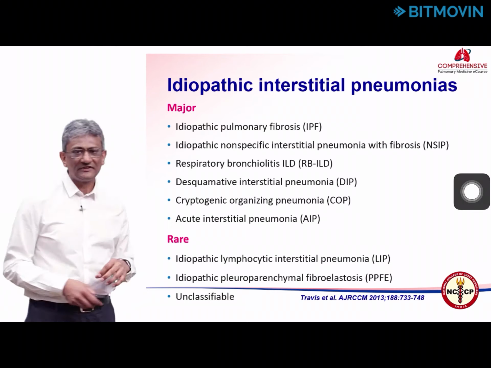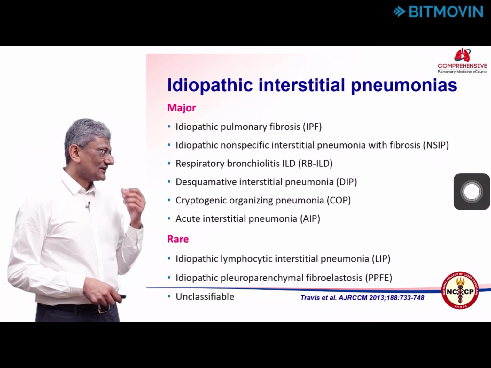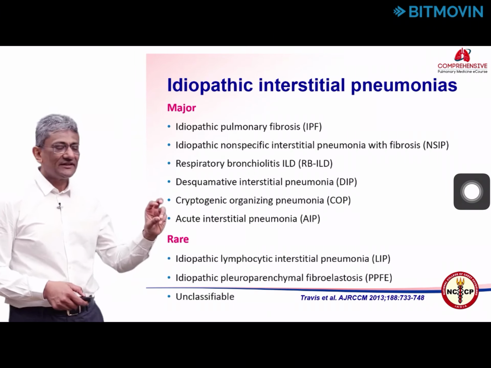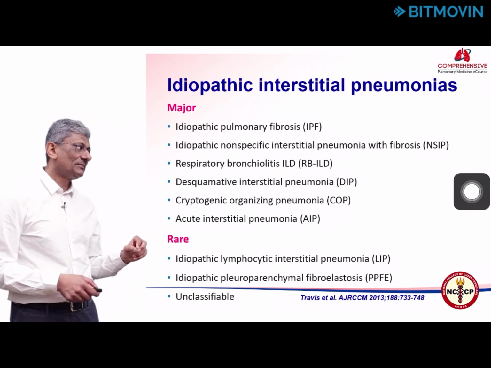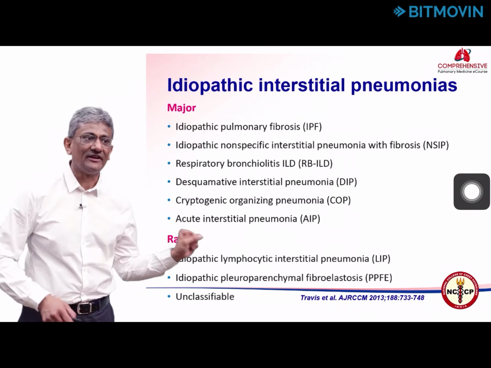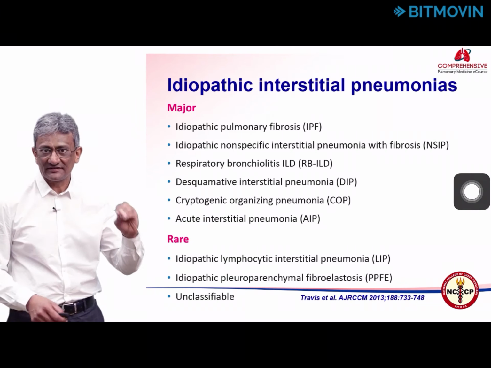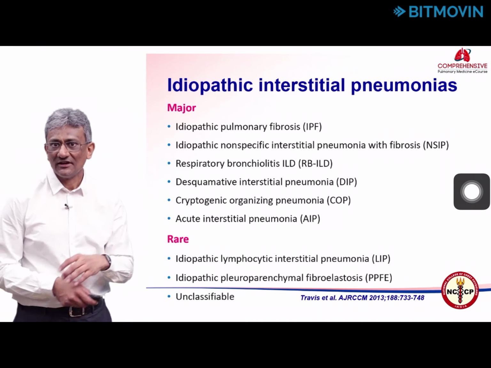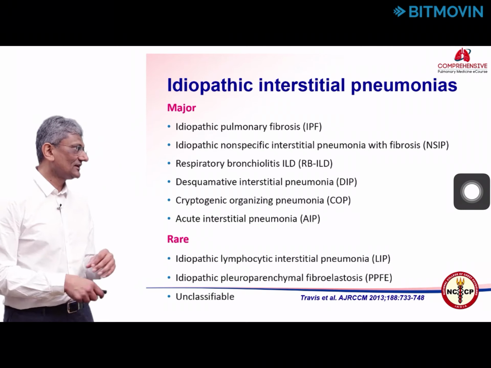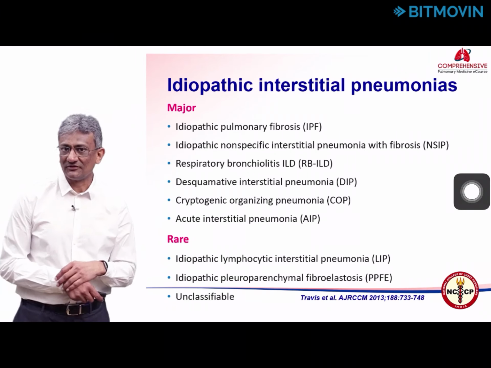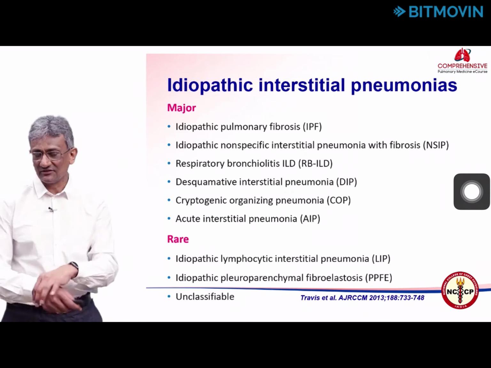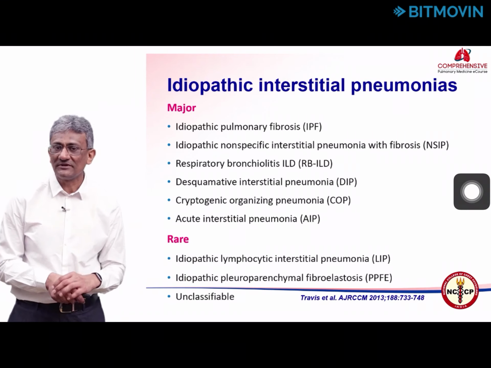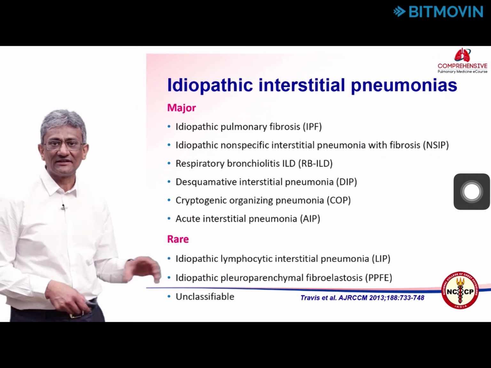So, if we come to the idiopathic bucket, we have 6 major and 2 rare conditions. The 2 rare conditions are LIP and idiopathic pleuroparenchymal fibroelastosis that are really rare. Even in a busy practice, to see LIP is extremely unusual, and that too typically occurs in the presence of either Sjogren's disease or an HIV positive situation. And we need to be really careful before offering any of these rare diagnoses. And in all humility, we know that there are some patients where even after a multidisciplinary meeting, we may not be able to arrive at a diagnosis, and we call them unclassifiable.